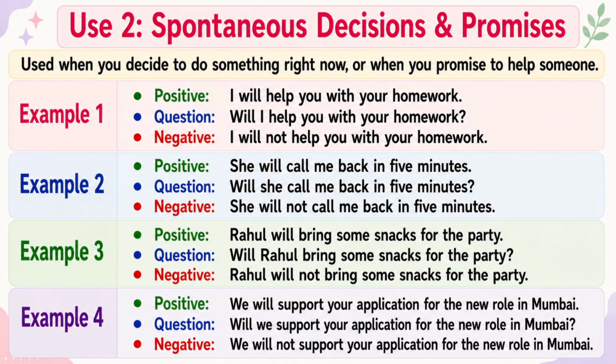Now let's move to the second use of the simple future tense. We use it for spontaneous decisions and promises. A spontaneous decision is a decision that you make immediately at the time of speaking. We also use will when we promise or offer to do something. Look at the first example.